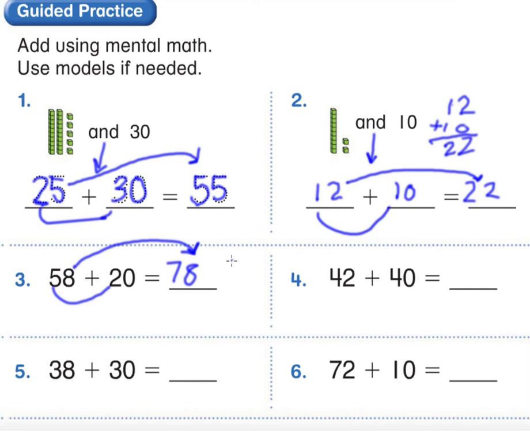And if you're not sure if you're correct, you can always check your work. We can write 58 plus 20. All right. Draw a little line down the middle to separate them. 8 plus 0 is 8. Doesn't change. And then 5 plus 2 is 7. We still get 78 either way. Okay? So use what's best for you. If this little mental math trick works, awesome.